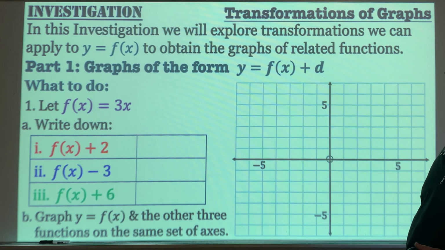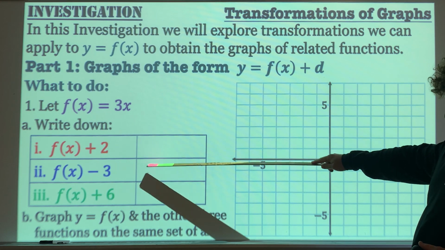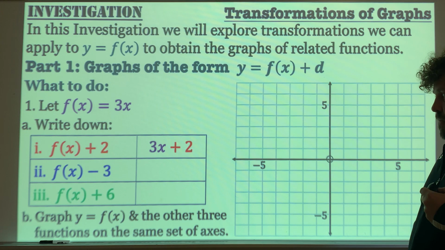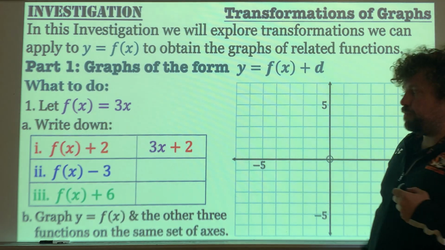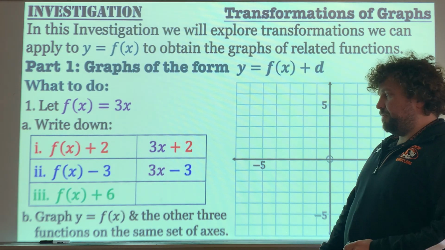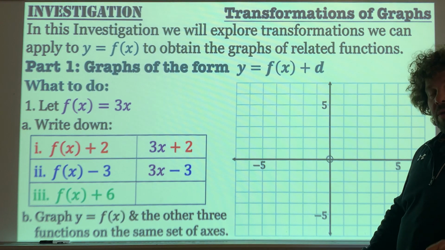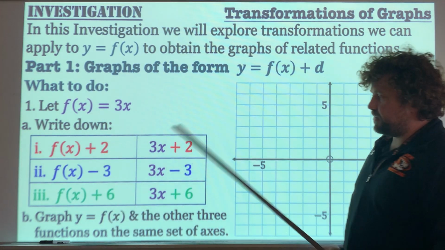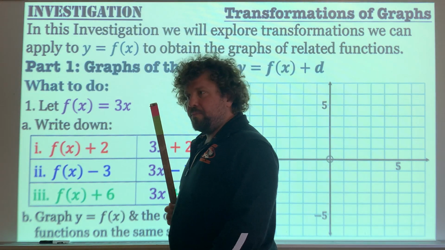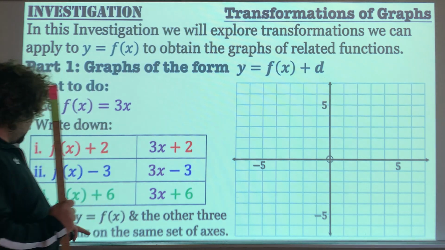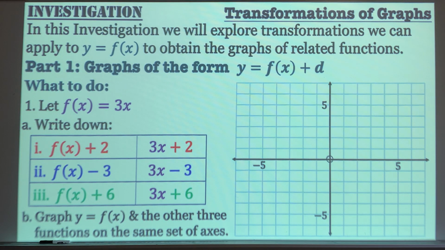So f of x is 3x. Write down what all three of these new equations would be. Go. Well, 3x plus 2. What would this one be? 3x minus 3. And 3x plus 6. You just take your original function and add or subtract whatever the numbers are. So what do you think is going to happen here? Come on, what do you think? Let's see if you're correct. Graph y equals f of x and the other three functions on the same set of axes.